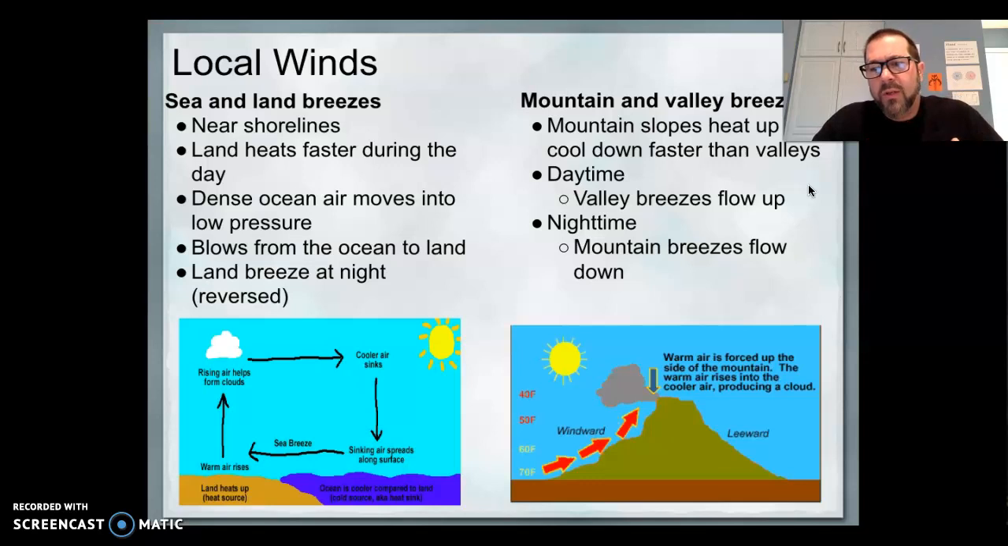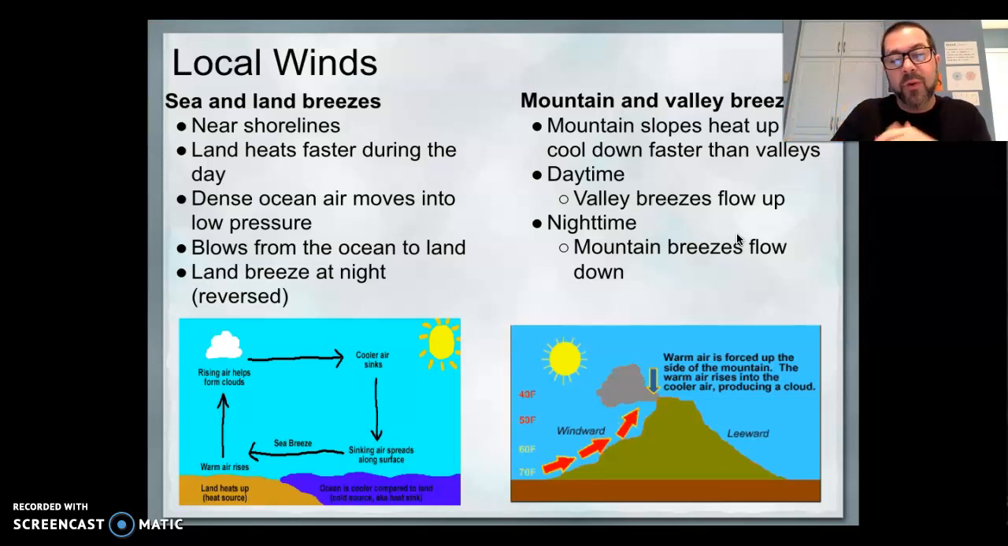If you step out on your porch, for the most part, you're going to be feeling a local wind. We have these divided into sea and land breezes and mountain and valley breezes. And most of us have been to the beach. If you haven't tried this, next time you go to the beach, try this. During the day, just stand on the beach and face the ocean. What you're going to notice is, during the day, you're going to get a stiff breeze that hits you right in the face. That's because land heats up and cools down faster than water does.